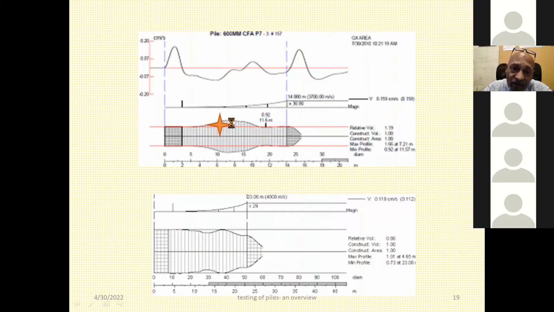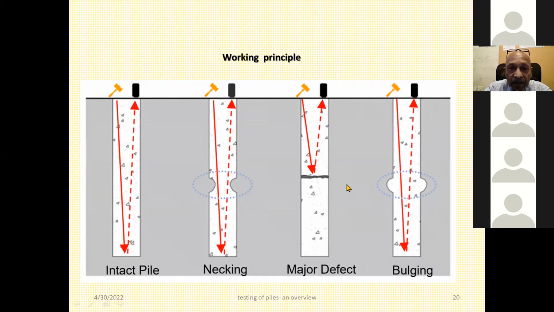If suppose the density is very high somehow in this region, then it will show as a bulging. And if there is a void or something, then it may show as a necking, though the cross section may remain the same. But the output shows as if the pile is having so much physical deformation. So that's not exactly the case. This is the working principle.